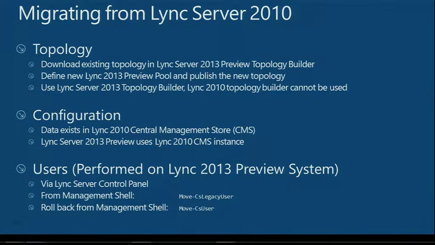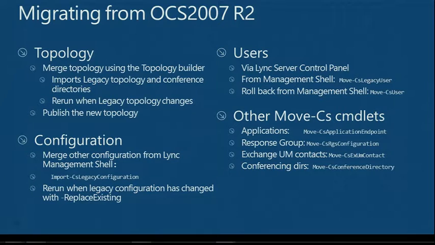If it's a Lync user, right, it's a Move-CsUser. If it's a legacy user, or if it's an OCS 2007 R2 user, it's the Move-CsLegacyUser. The process for OCS 2007 R2 is very similar to what you'd be doing to migrate to Lync 2010. First, you'll have to import the topology using the Import-CsLegacyConfiguration.